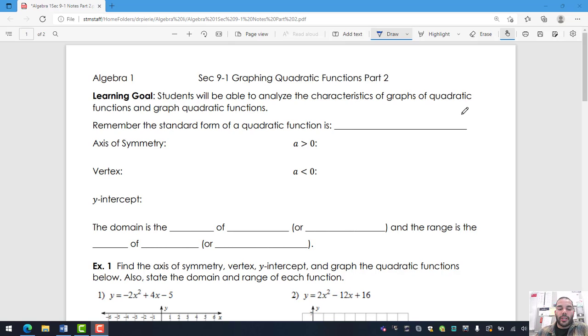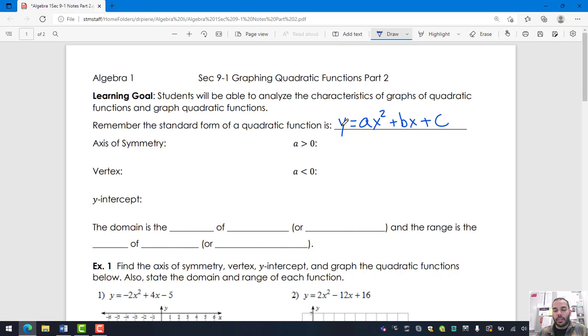All right, guys, so in this video, we're going to continue working with parabolas. Most of this is review, but we're just going to throw some harder questions at you. So remember that the standard form of a quadratic function follows this format. If you have the format y equals ax squared plus bx plus c, that is the equation for a parabola.